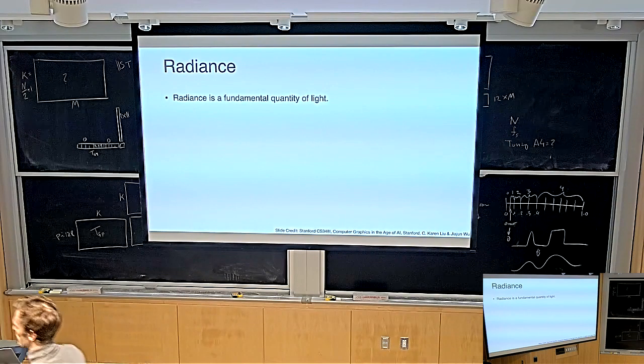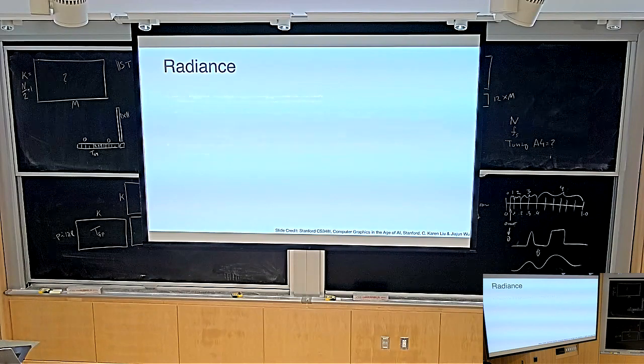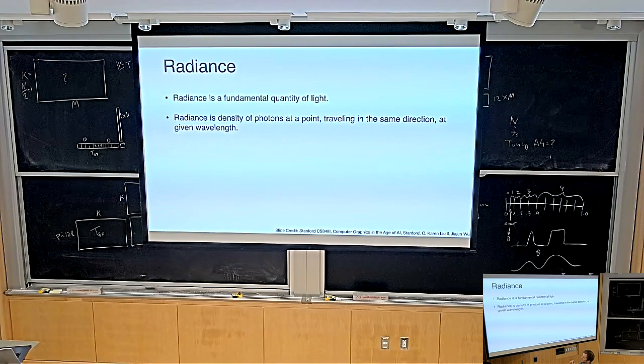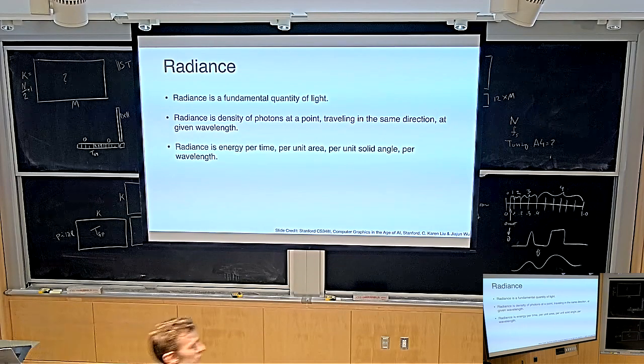Radiance being the fundamental quantity of light, which basically means that radiance is the density of photons at a point in a particular direction at a given wavelength. So actually, that's the spectral radiance. For a given wavelength at a particular point in time, the density of photons in a particular direction. And the unit is energy per time, per unit area, per unit solid angle, per wavelength.